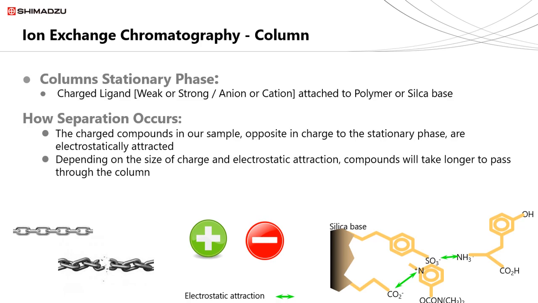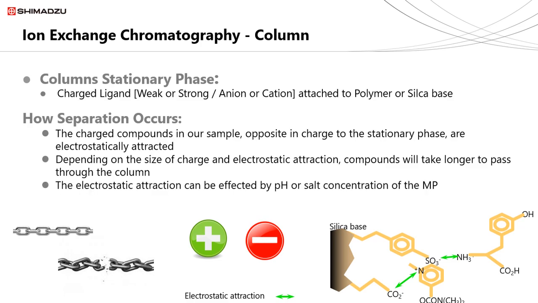The degree of separation is governed by the charge's attraction, the size of the charge, and the size of the molecule itself. pH and salt concentrations of our mobile phase can also alter the electrostatic interactions and thus the separation.